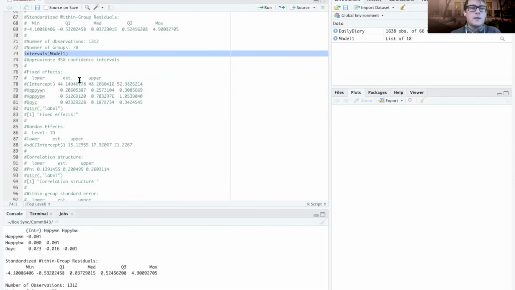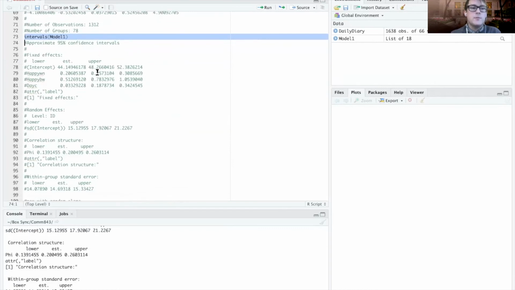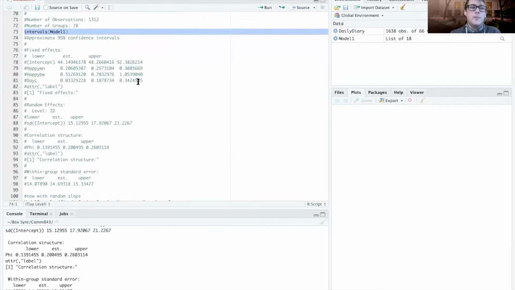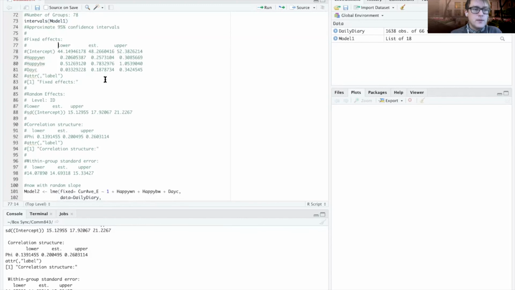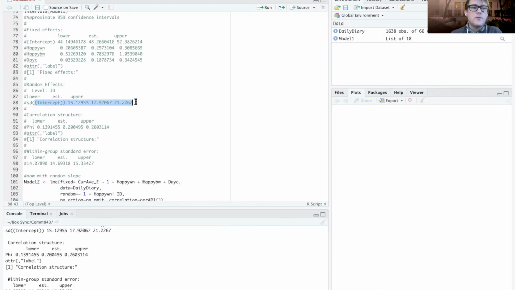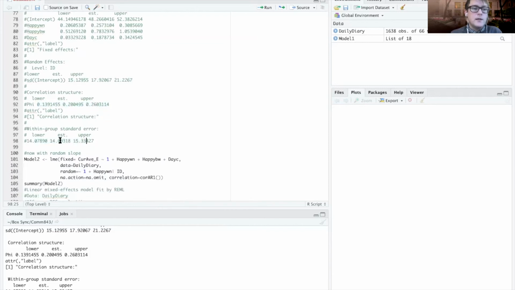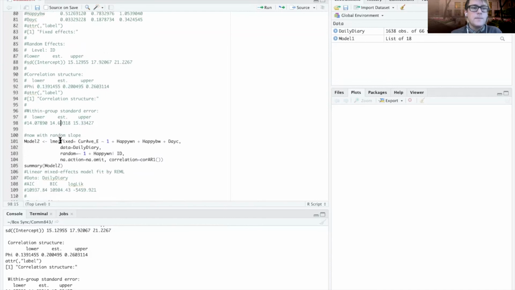But I also run it because it gives me confidence intervals for all of the parameters, which can be useful. So you have your lower, upper estimate, and then the estimate. Sometimes I like to push these to where they should be so that I don't get confused. So you have your intercept random effect with your confidence intervals, the autocorrelation estimate, and then the day level residual. Okay, so that's neat.